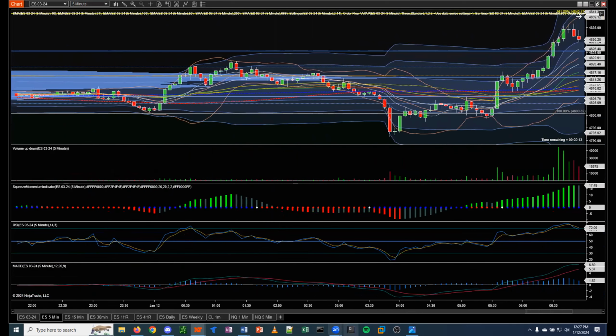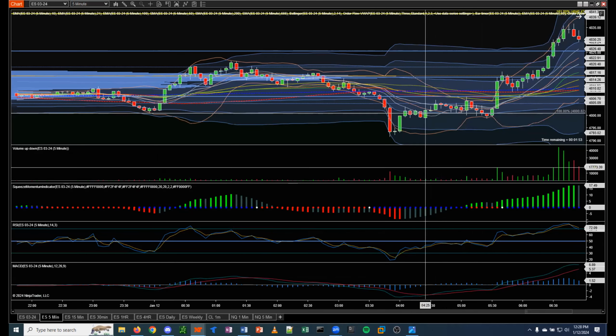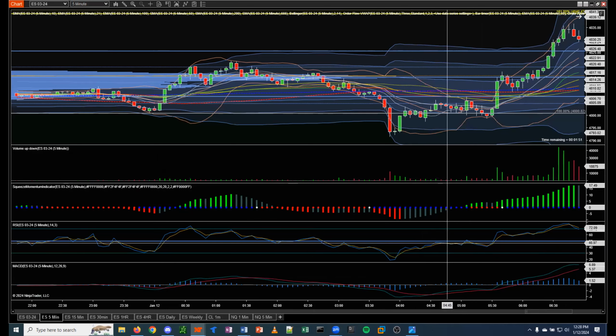Sometimes it can be very subtle. See right here, it's kind of flat, but it's still diverging up, even though it's coming down right here. See, from this area, you would think it's coming down, but then it shoots up.